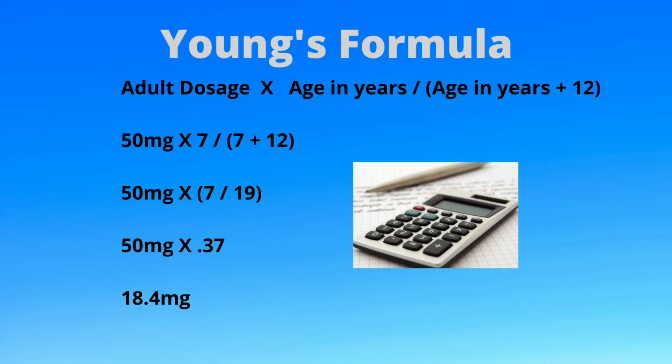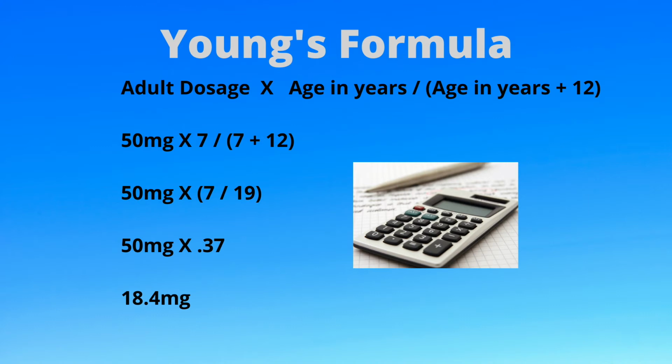Again, we're using young Herbert's clinical data that we reviewed earlier. We know that young Herbert is a male and he's 7 years old. So the first thing we do is take 7, which is his age in years, and add 12. That gives us 19. Then we take his age and divide it by the age in years plus 12, which is 19, and we get 0.37. From that point, we multiply that times the adult dosage, which is 50 milligrams of any particular herb, and we get a total of 18.4 milligrams of herb that we're going to give young Herbert according to Young's formula.